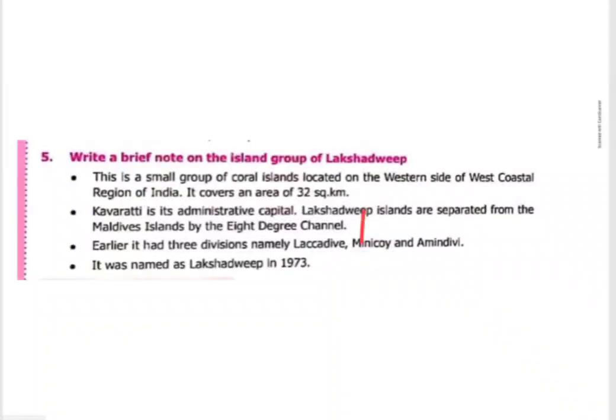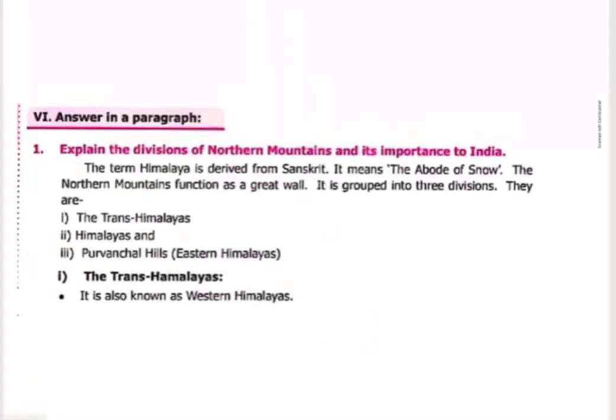Okay, the next, what is given? Essay answer. The first essay: the divisions of the Himalayan mountain, otherwise called the northern mountain. What is its importance? The term Himalaya is derived from which language? Sanskrit. It means abode of snow. The northern mountain functions as a great wall, protecting us from external danger, from the cold polar winds blowing from Central Asia, that is, China.